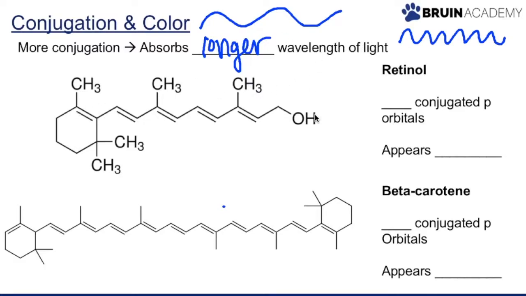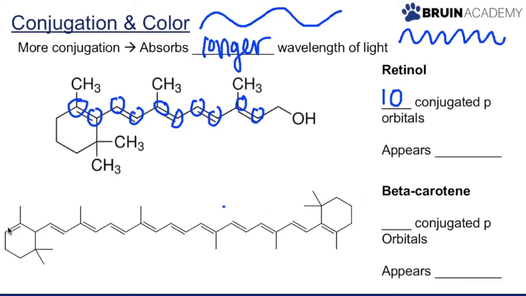So let's look at retinol and beta carotene here and identify what potential colors they could absorb as well as what colors they could appear to be. So looking at retinol, we see that there are how many conjugated p orbitals? Looks like there are 2, 4, 6, 8, 10 conjugated p orbitals.